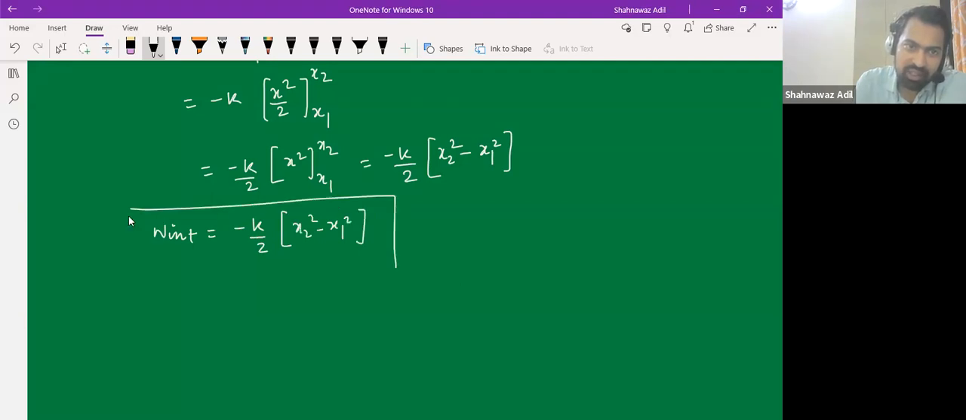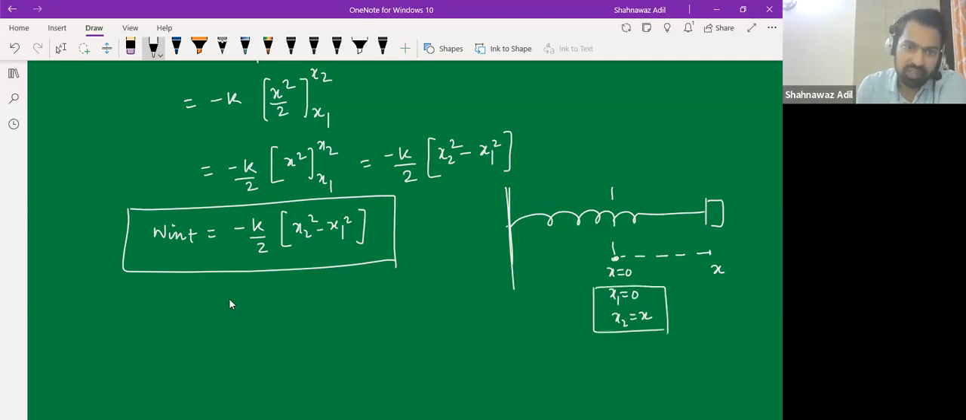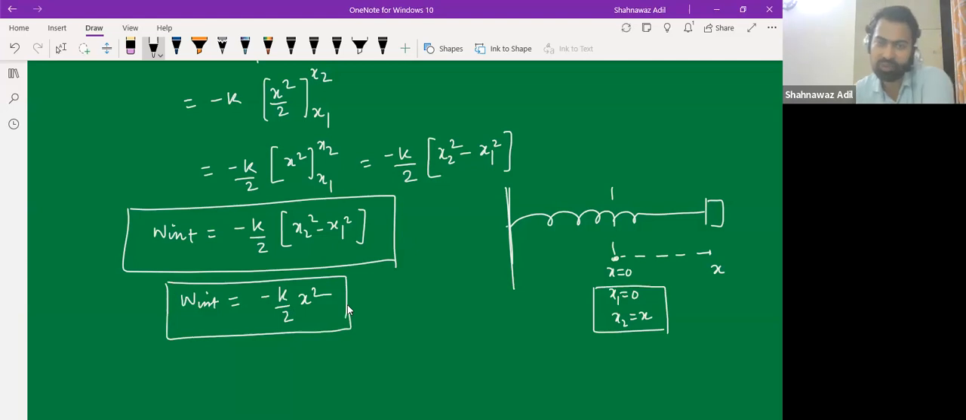And you see that in the first place, when I elongated the spring, it was in here. So at the mean position, x was 0. And let's say at this position, the distance is x. So x1 is 0 and x2 is x, right? So if I put these values, this would be minus of k by 2 times x square. So this is my internal work done, the work done by the spring force. Understood?